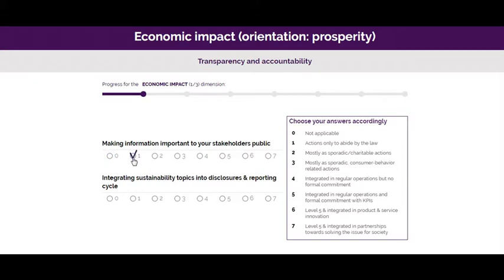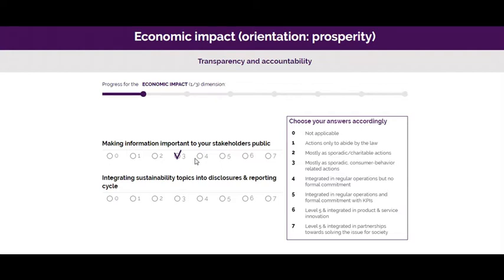In this specific instance, that would mean that you only reveal the information to your stakeholders that is mandated by the law, not more. Score of 2 would mean that you only make information that's important to your stakeholders public in a sporadic way. So you might reveal more than required by the law, but you only do so on an ad hoc basis. Selecting a 3 means that your information disclosures remain sporadic, but are linked to consumer behavior. For example, you reveal some information, but only when consumers demand, or only about certain products and services in your portfolio, but not all of them.